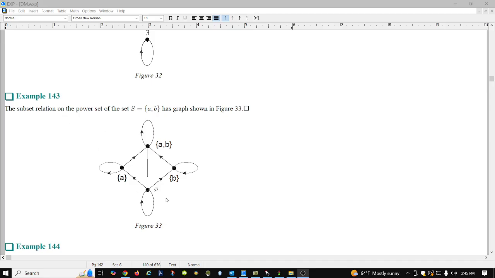Here's the subset relation on the set S consisting of just two elements A and B. Again, the nodes are labeled with the subsets of the set S, and there are arcs indicating which subset is contained in which other subset.